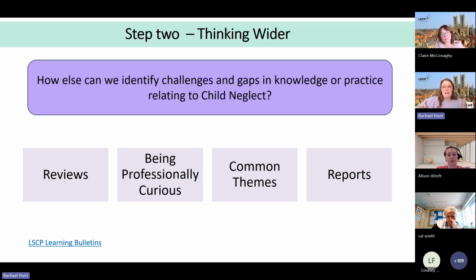Maybe even, it depends how big your team is, but we've had things where we bring things to team meetings, and it could be that you allocate a learning bulletin to someone in the team and ask them to go away and have a think about how they're going to bring this learning and what they're going to talk about with the staff. So it's just about being creative to embed the learning and move forward with it.